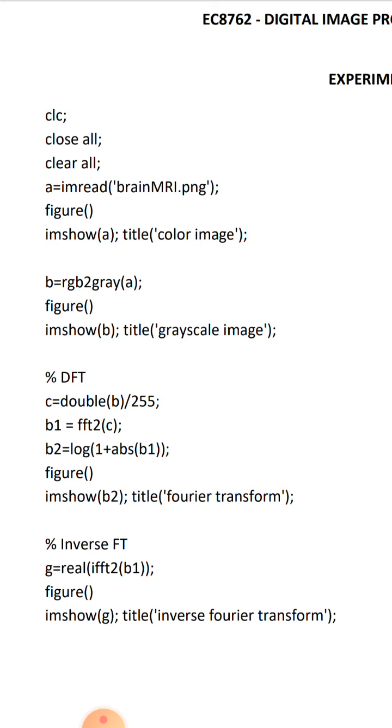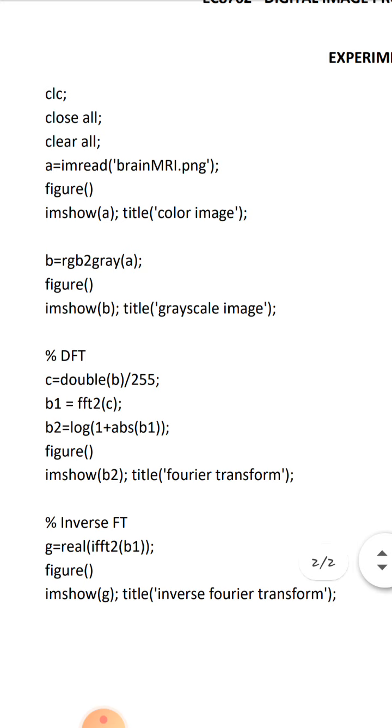And now we are trying to read the brain MRI.png. So you are reading the image using variable A, and then in a separate figure window you are plotting it as a color image. So PNG is again RGB format. So you're plotting the figure. When you're doing it in MATLAB, you can actually subplot and see, but since we are trying in Octave, we are plotting it in separate figure window.